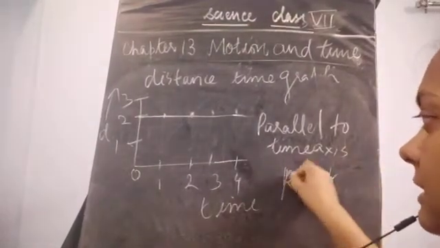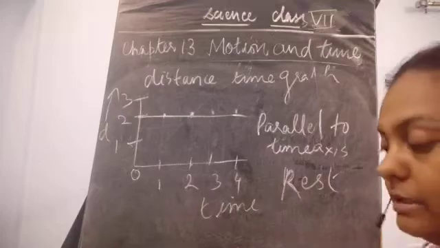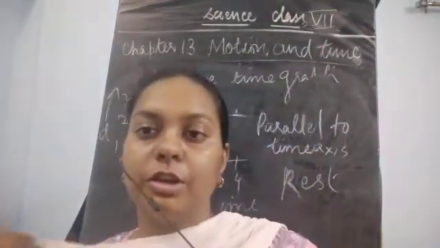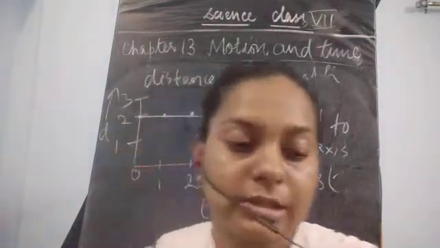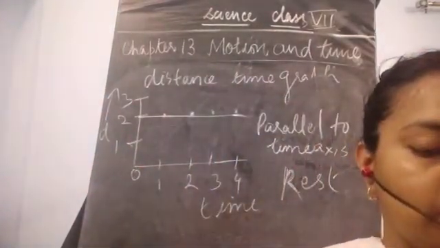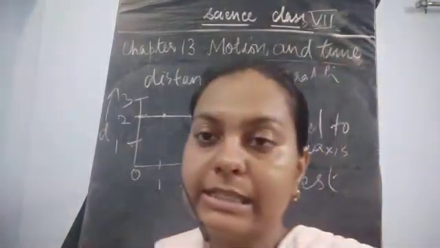Now one more term is this: motion and rest. Till now we were studying uniform motion and non-uniform motion, and now we are going to study rest also. It is just the opposite of motion, where an object is standing at a place.